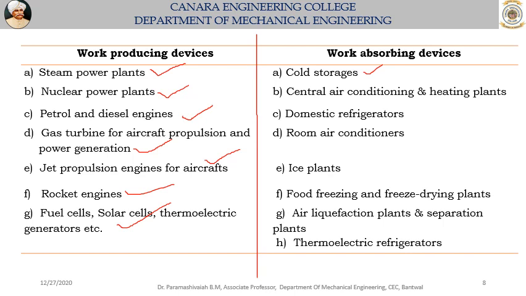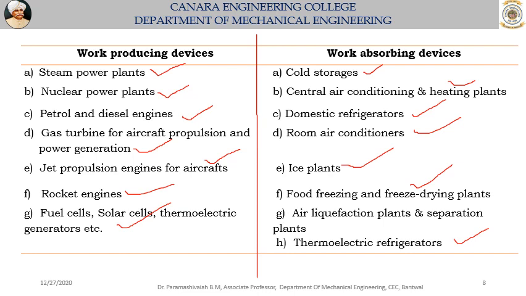So it consumes the power. Then the central air conditioning and heating system, domestic refrigerator, room air conditioner, ice plant, all these will consume the power, which consume the electricity, thereby perform the work. Even a compressor, all these come under this. Maybe a pump. Pump also consumes the power and increases the energy of the fluid which it pumps.